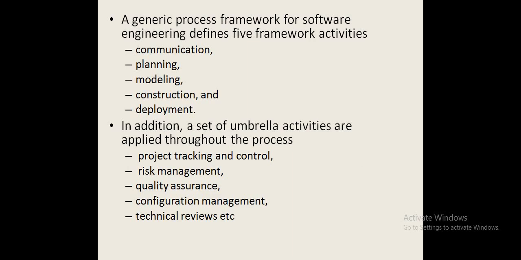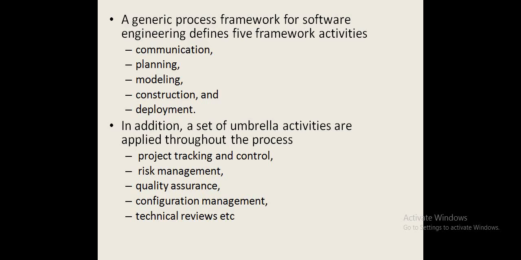Now, the generic process framework for software engineering defines 5 framework activities. So this generic model defines a process and divides it into 5 different activities. The activities are communication, planning, modeling, construction and deployment. So this model is followed by most of the software design process models. We'll discuss them later. These are just mentioned here and we'll see them later in detail.